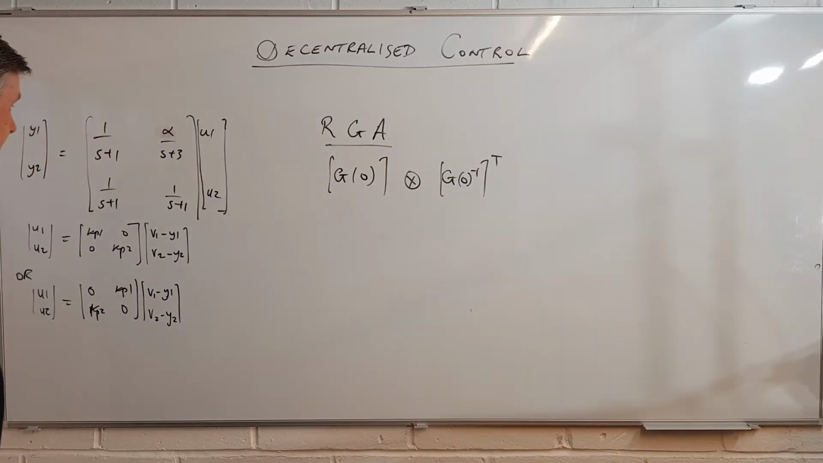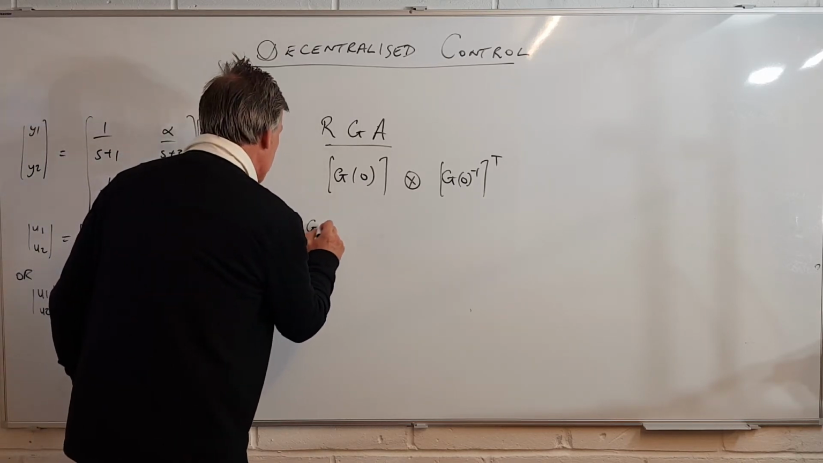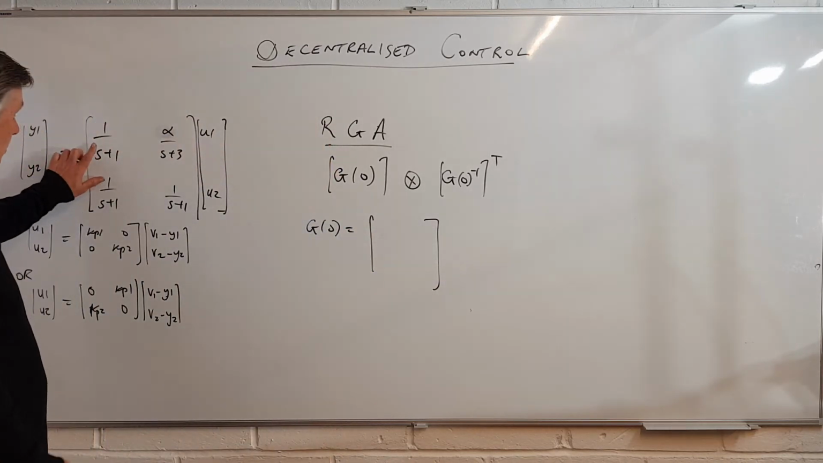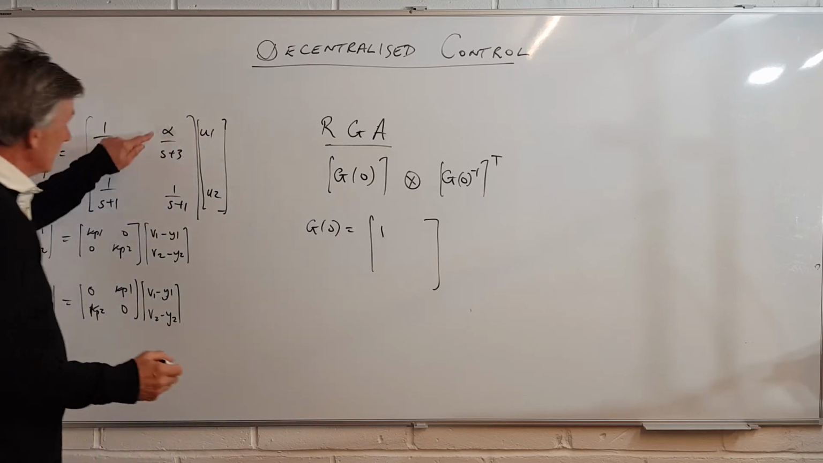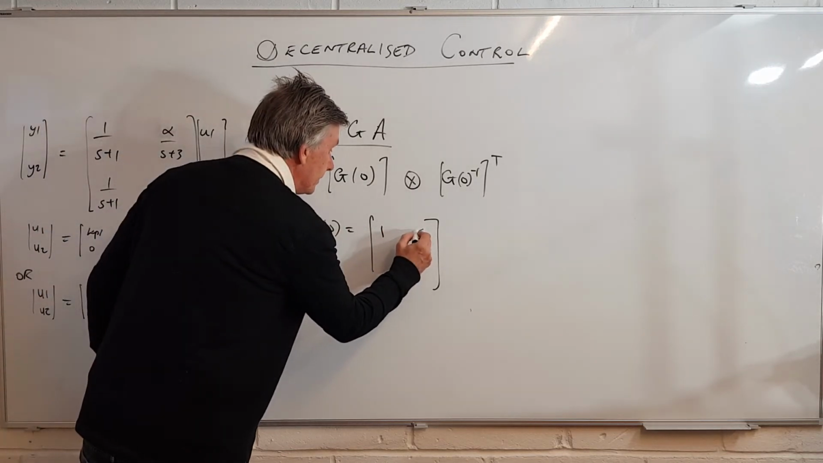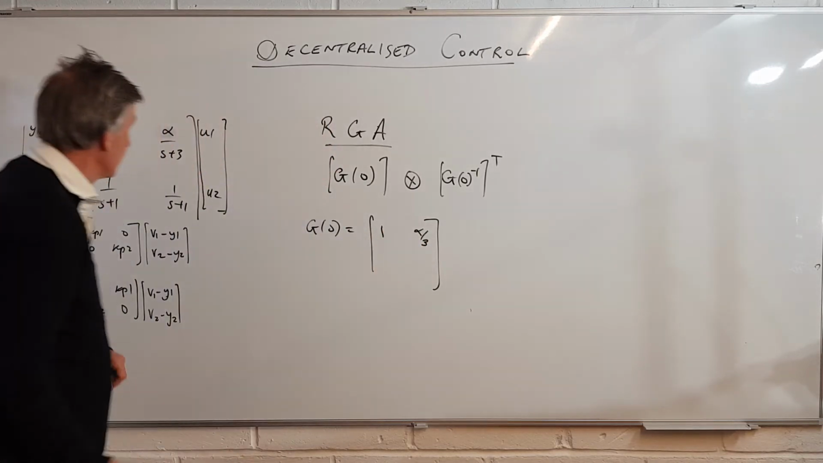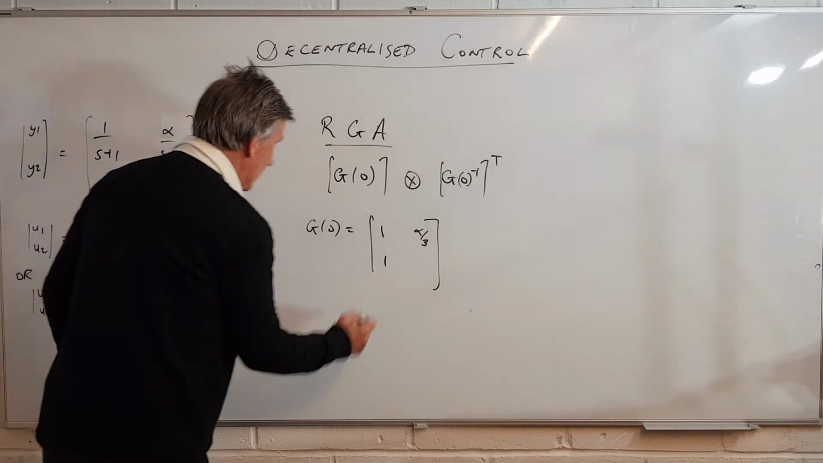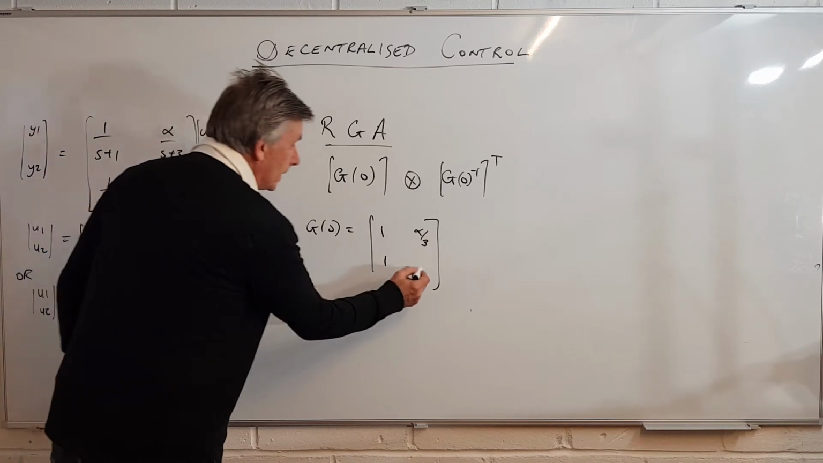So we can apply this now to our system. If we put s as 0 into here, we get the G0. So G0 comes out as, if s is 0, that becomes 1. If s is 0 here, it becomes alpha over 3. If s is 0 here, it becomes 1. And if s is 0 here, it becomes 1.